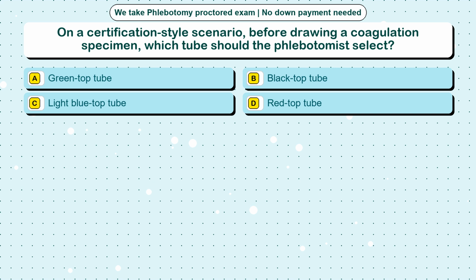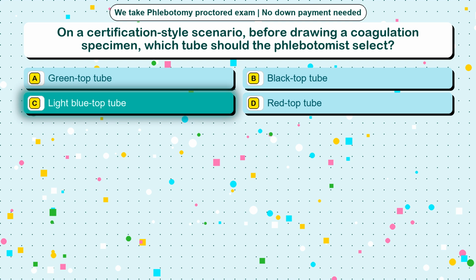Question 1. On a certification-style scenario, before drawing a coagulation specimen, which tube should the phlebotomist select? Option A, green top tube. Option B, black top tube. Option C, light blue top tube. Option D, red top tube. The correct answer is option C, light blue top tube.